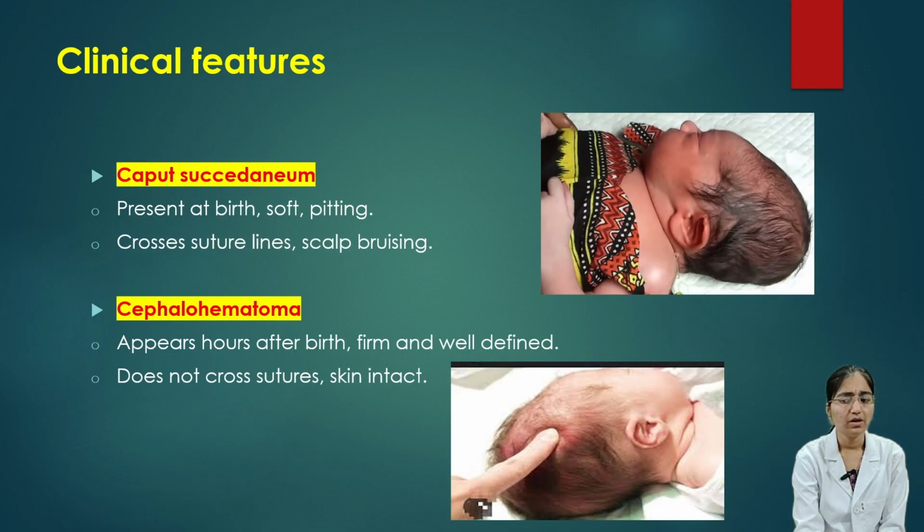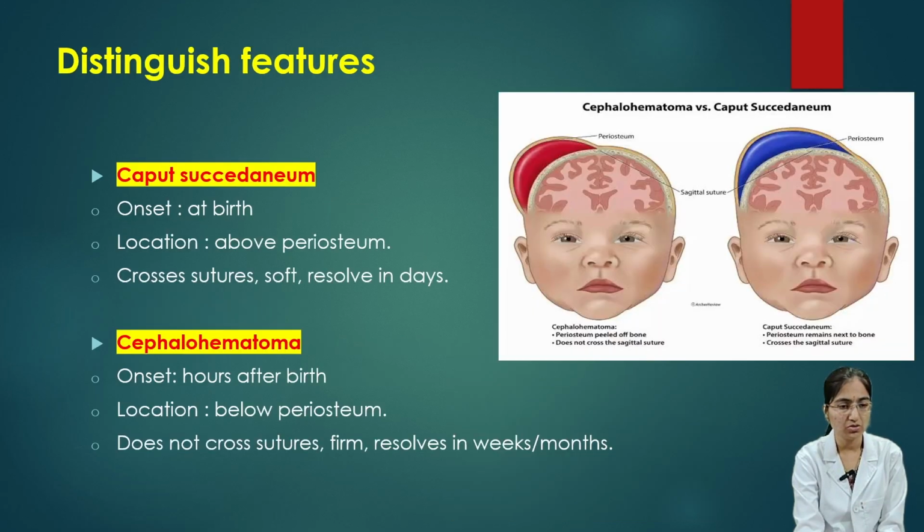Next, we'll see the clinical features. Caput Succedaneum: present at birth, soft, pitting, crosses the suture line, and we can see scalp bruising. And here comes the cephalohematoma. It appears hours after birth, it is firm and well defined. It does not cross the sutures, and the skin is intact. These are the clinical features.